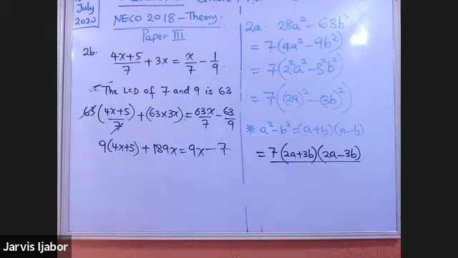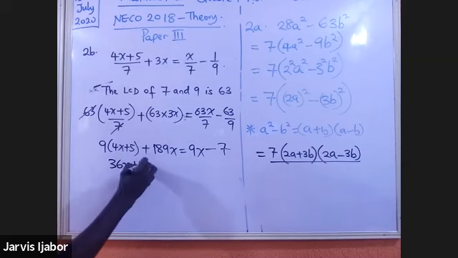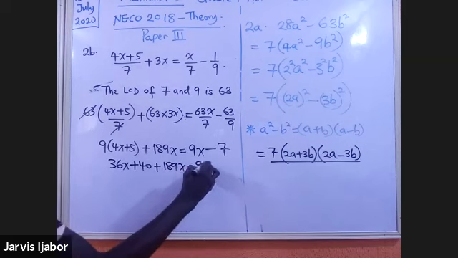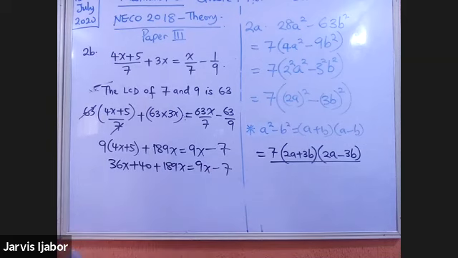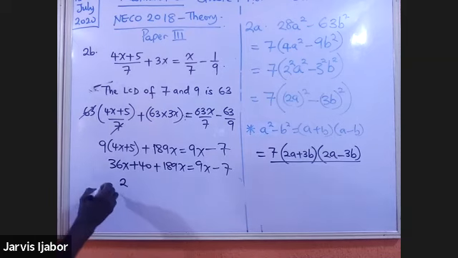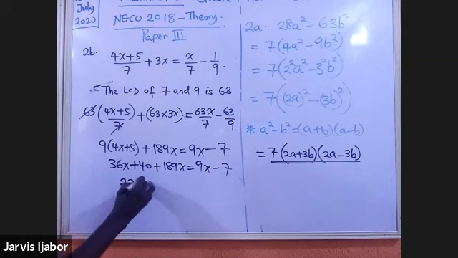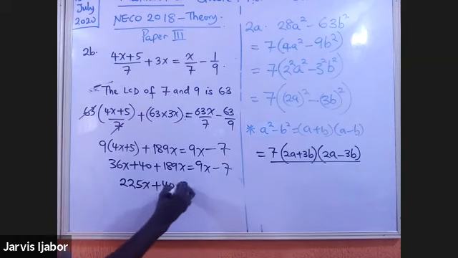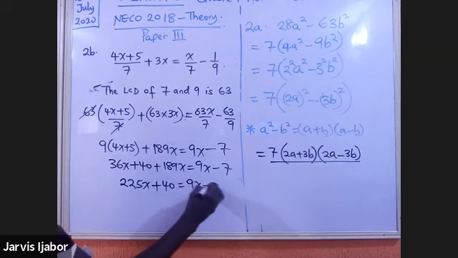So please check and verify that what we are doing is right. So this will be 36x plus 40 plus 189x equal to 9x minus 7. So I will move all of this way. If I add these two, I'm going to get 225x plus 40 equal to 9x minus 7.